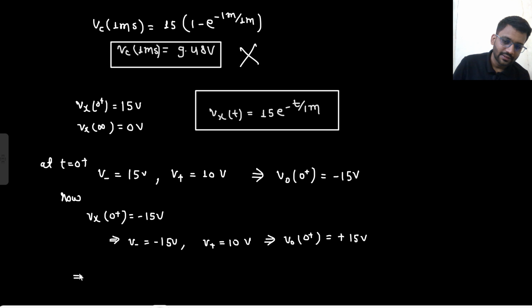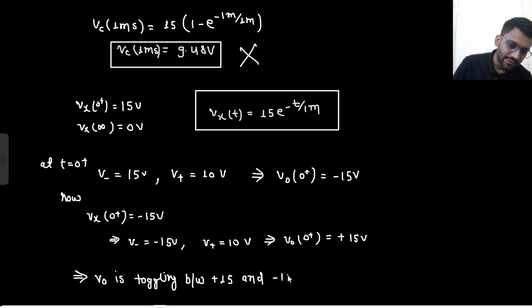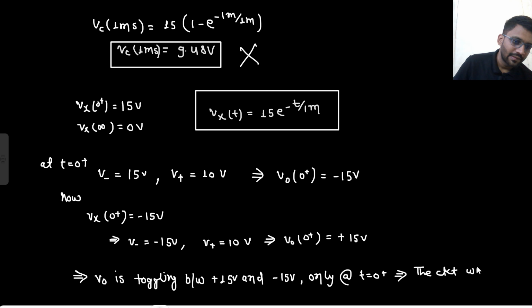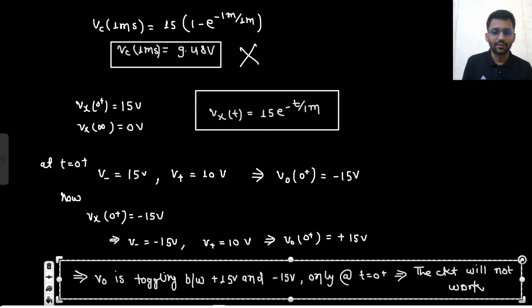So your V naught is toggling between plus 15 and minus 15 only at t equals 0 plus. The circuit will not work. This is the final conclusion.